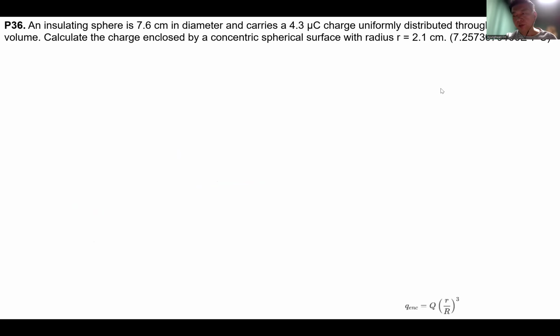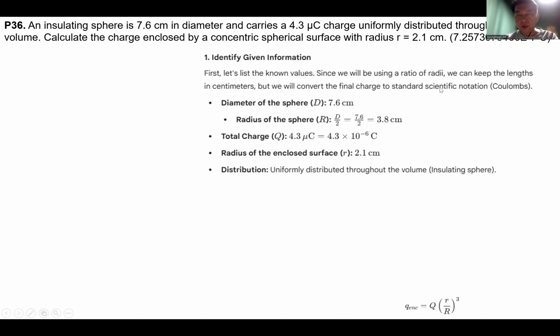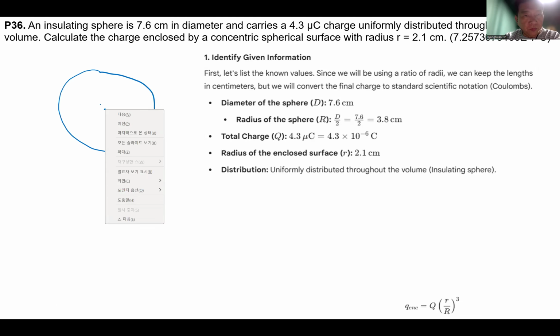So what is happening here is that, let's identify the given information. The diameter of this sphere is given as d, and this is the r, which is d over 2.